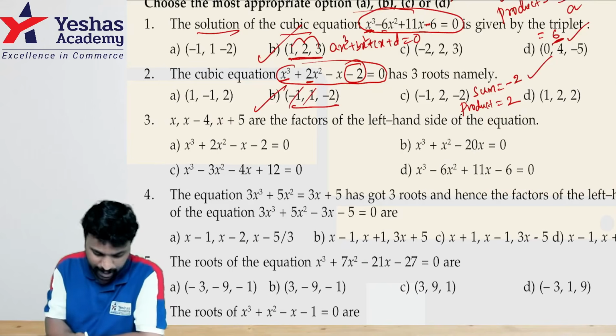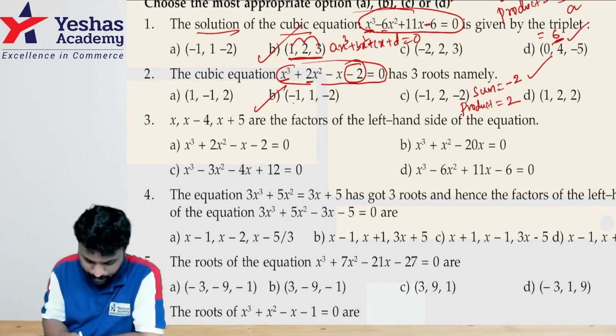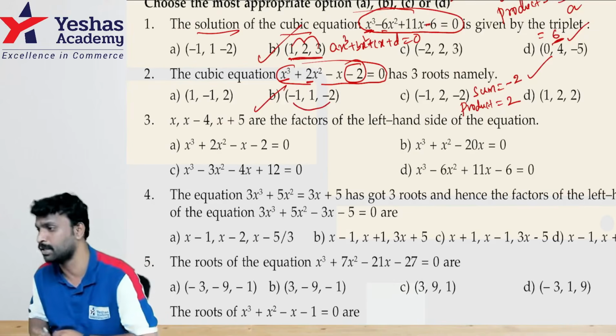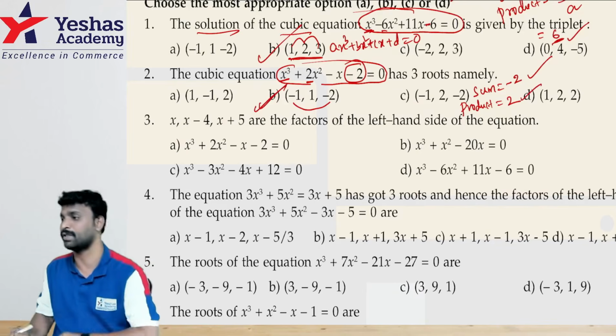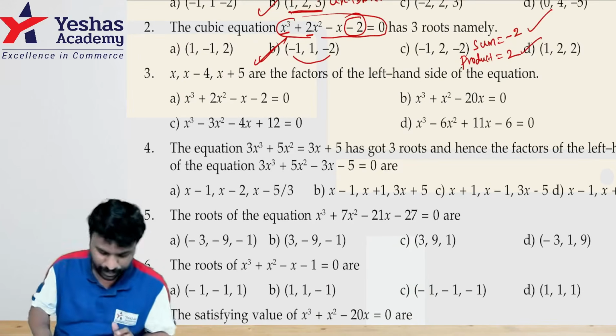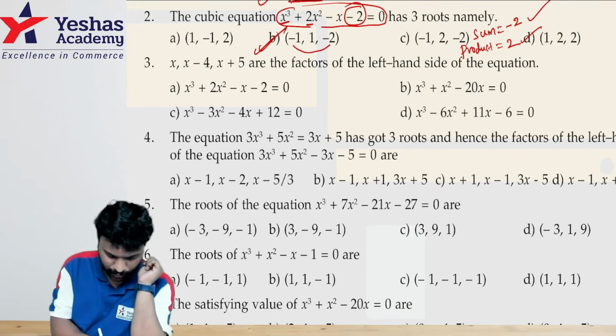That is satisfied. If I multiply these three roots, what happens? There are two negative signs. Negative into negative becomes positive. So 1 into 1 into 2 is 2. So the sum and the product are both satisfied with option B. Have you understood? Yes, moving on to the next question.